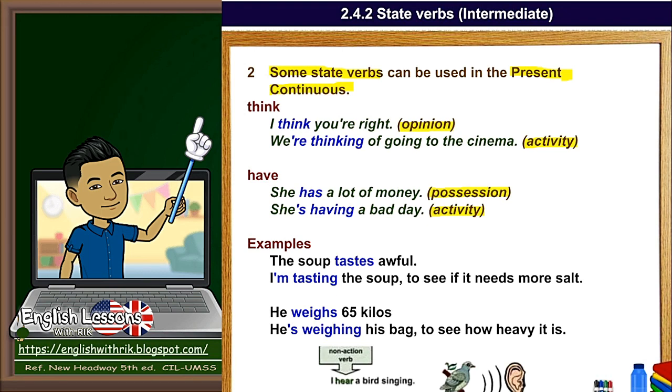Here are some more examples. The soup tastes awful. I'm tasting the soup to see if it needs more salt. He weighs 65 kilos. He's weighing his bag to see how heavy it is.